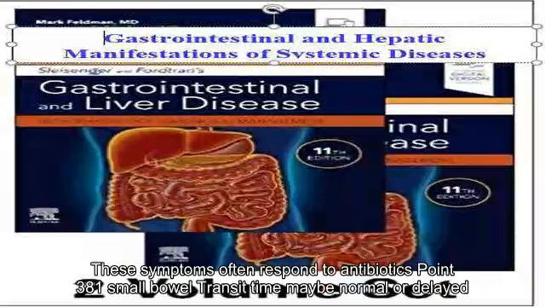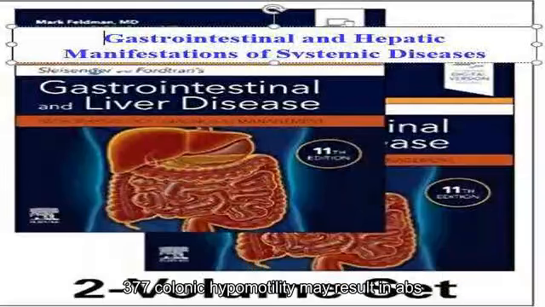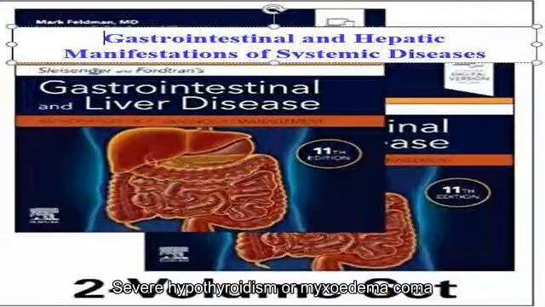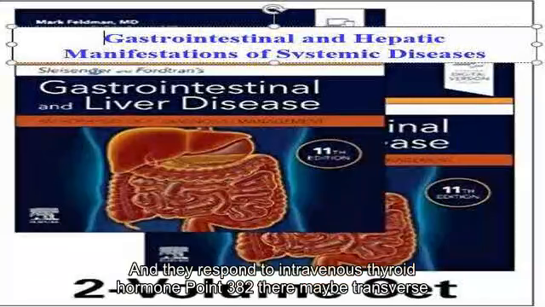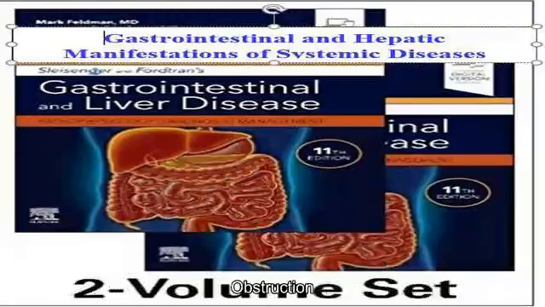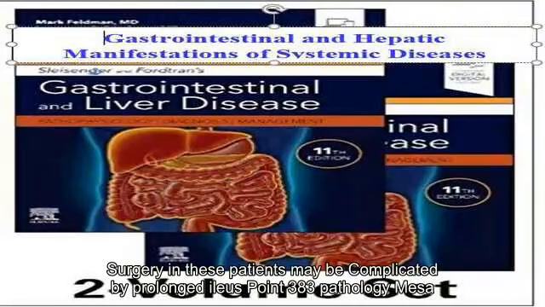Small bowel transit time may be normal or delayed. Colonic hypomotility may result in obstipation, ileus, megacolon, or volvulus. Megacolon and pseudovolvulus are rare, usually associated with severe hypothyroidism or myxedema coma, and may respond to intravenous thyroid hormone. There may be transverse thickening of colonic haustrations or distended loops of bowel with air fluid levels that must be differentiated from intestinal obstruction. Surgery in these patients may be complicated by prolonged ileus.